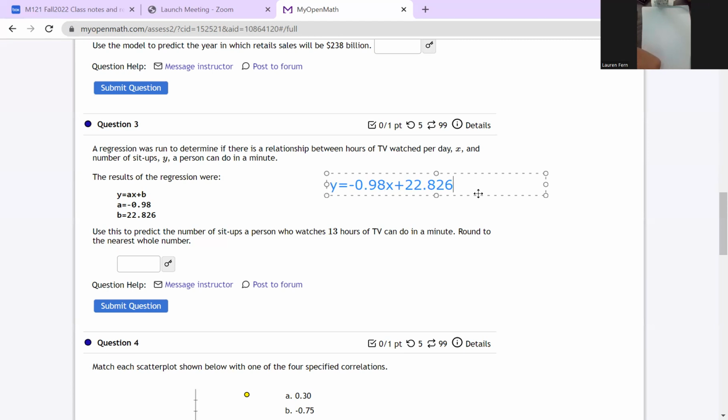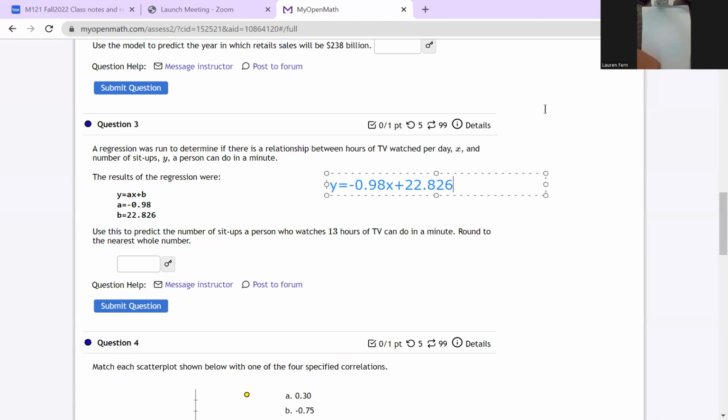Now that you have this line, what you need to do is then plug in and answer the corresponding question, okay? In this case, they want you to predict the number of sit-ups, which is Y. In this case, you would just plug in x equals 13.